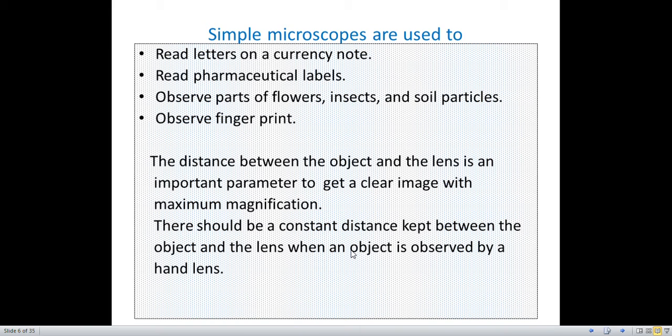The distance between the object and the lens is an important parameter to get a clear image with maximum magnification. There should be a constant distance kept between the object and the lens when an object is observed by a lens.